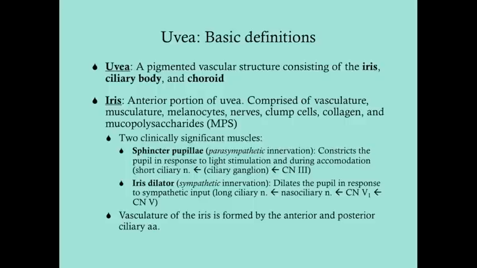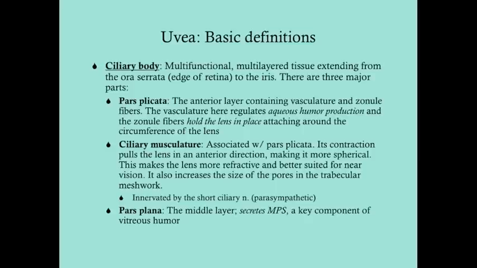Then you've got vasculature in your iris as well. This is formed by both anterior and posterior ciliary arteries, which come together and form sort of a circular arcade. The ciliary body is a multifunctional, multi-layered tissue which extends from the ora serrata posteriorly to the iris anteriorly. And there's three major parts when we're thinking about the ciliary body, both anatomically and clinically.